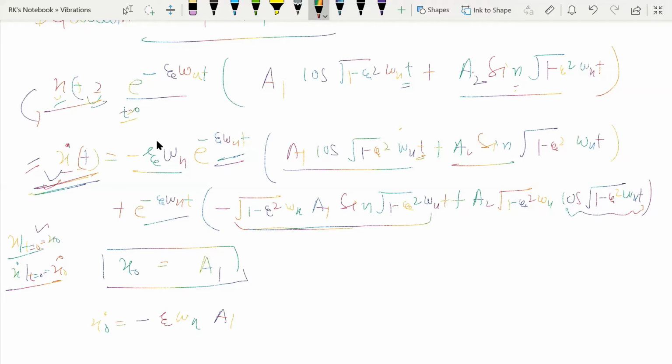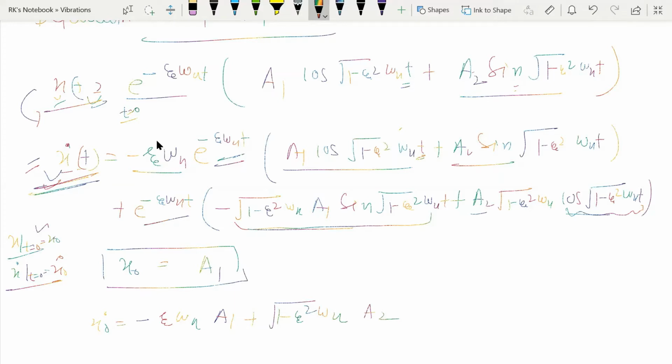From the other term, the exponential is 1 and the cosine is also 1. So we'll have √(1−ζ²) ωn multiplied by A2. So this is our x naught dot, right?